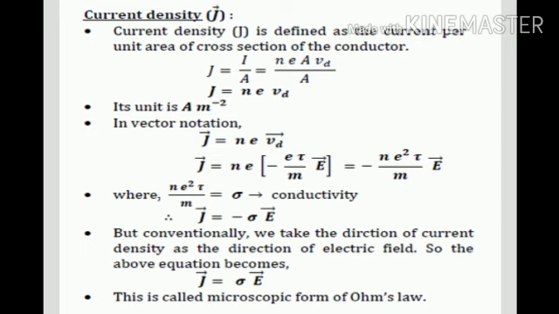But conventionally, we take the direction of the current density as the direction of the electric field. So the above equation becomes J vector is equal to sigma into E vector. This is called the microscopic form of Ohm's law.